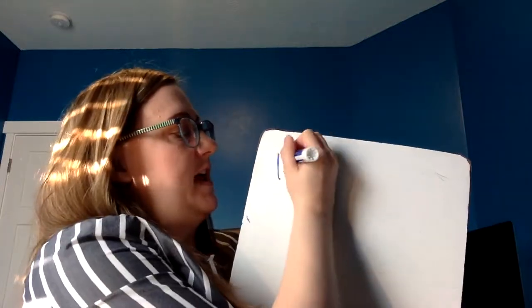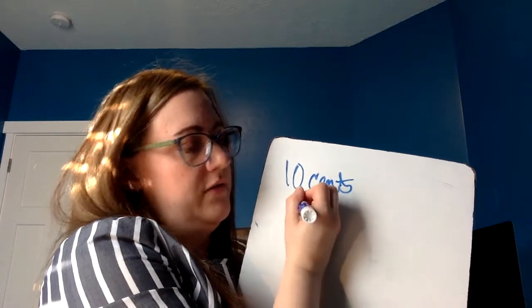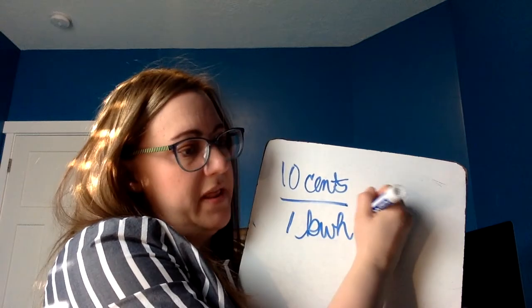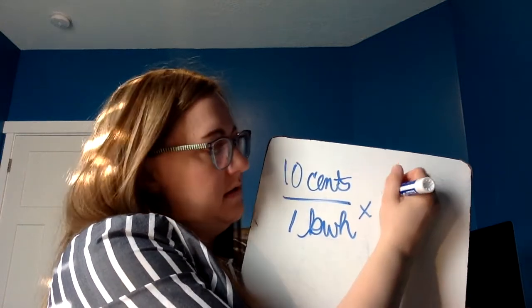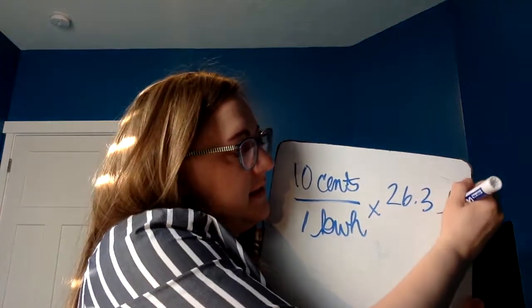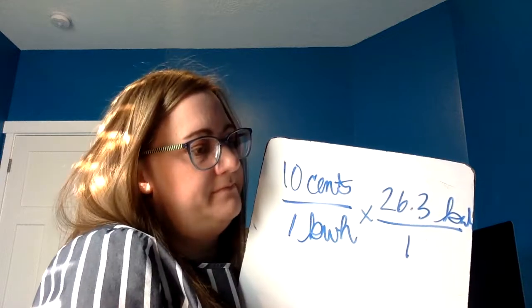All right, for C, you should have 10 cents over 1 kilowatt hour multiplied by 26 3/10 kilowatt hours over 1.